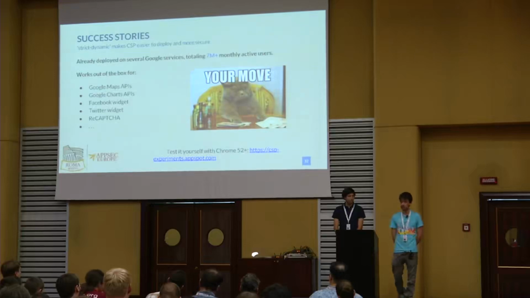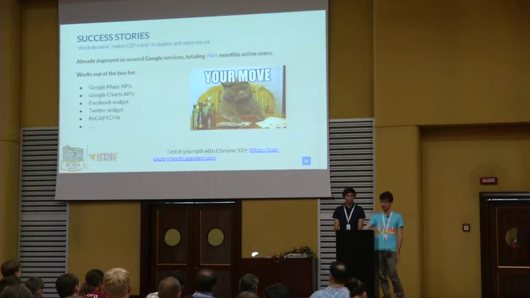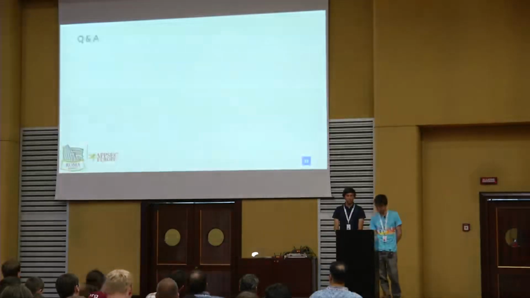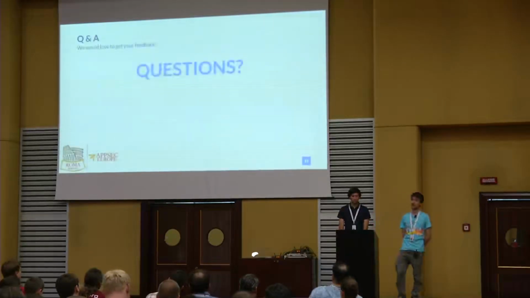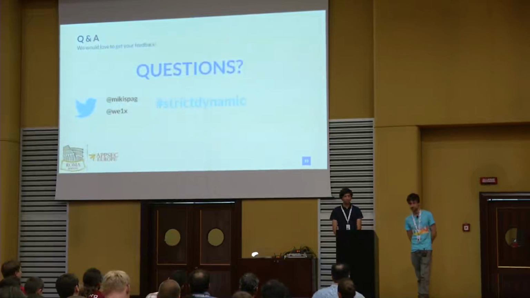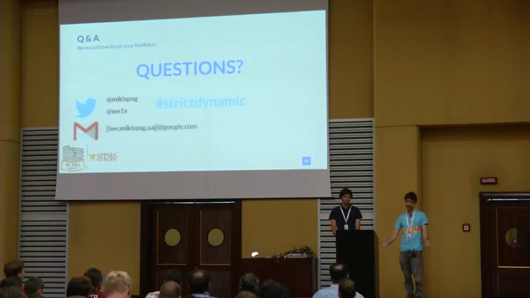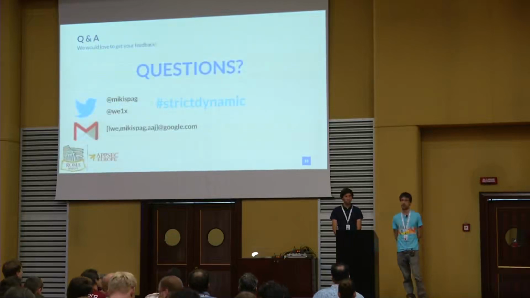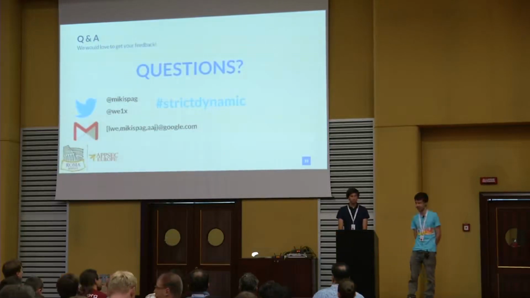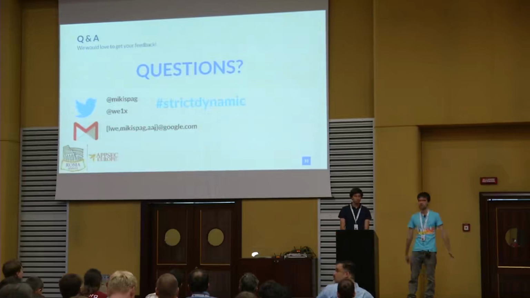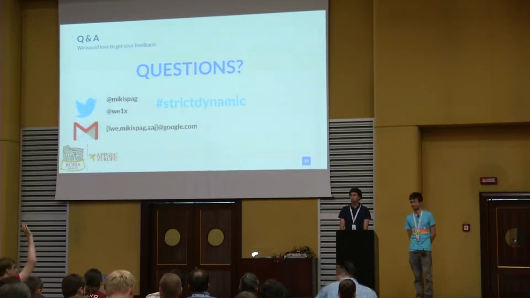So it is both simpler and more secure, which is pretty rare in the security world. This is implemented in Chrome 52. It's already in beta channel, as I said. It will be in stable probably in 2 weeks or so, but surely by the end of July. And we'd love to have any questions.